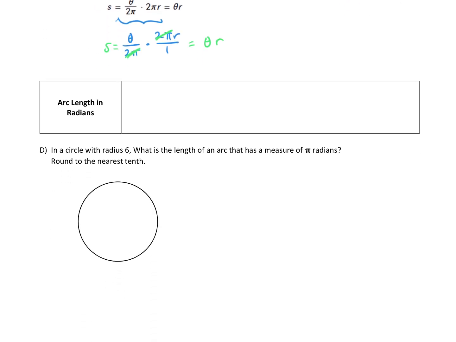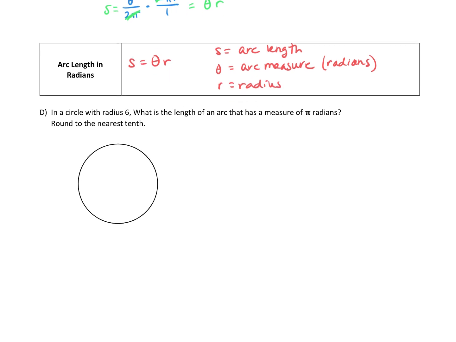So that's what we're going to fill in here. Arc length in radians is s equals theta times r. Let's go ahead and define those. S stands for arc length. Theta stands for the arc measure. Remember that it will have the same measure as your central angle. And we are talking radians in this case. And then r is still your radius. Okay, so let's give that a try.